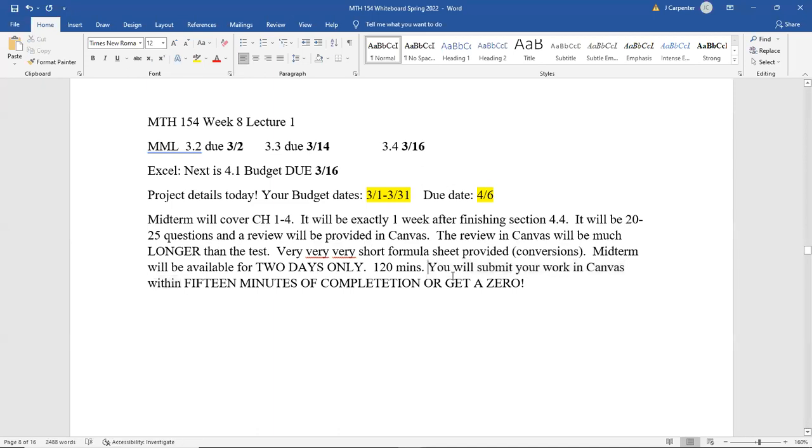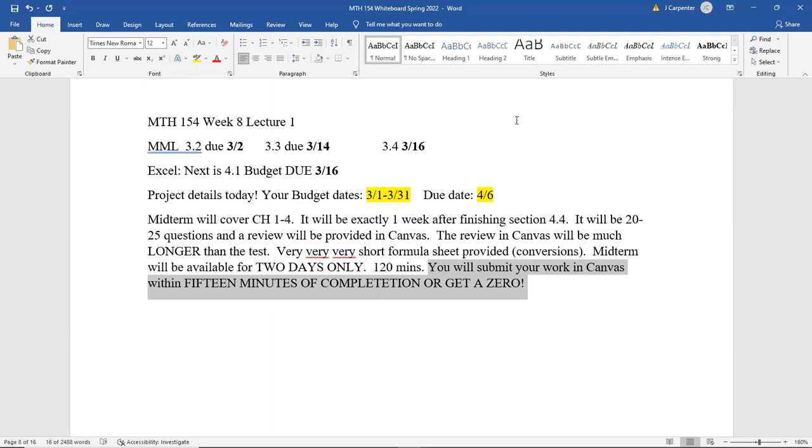But you will have to submit your work within 15 minutes to make sure there's no funny business going on. I do reserve the right to give you a 0 if you either A, don't submit your work at all, or B, submit it 30 minutes later or an hour later or 2 hours later, arguably even 16 minutes later. But if it's 16 minutes, do you think I'm that evil that I'm not going to take it?